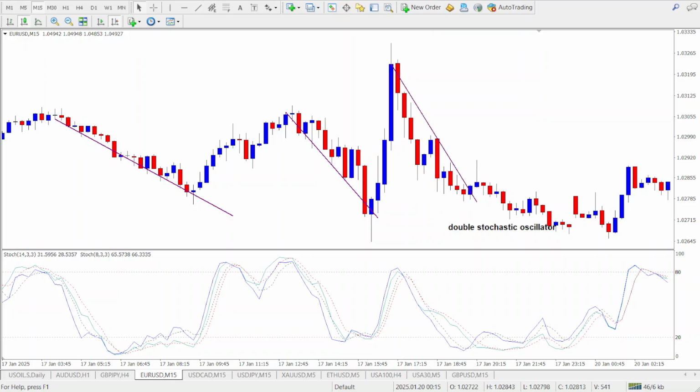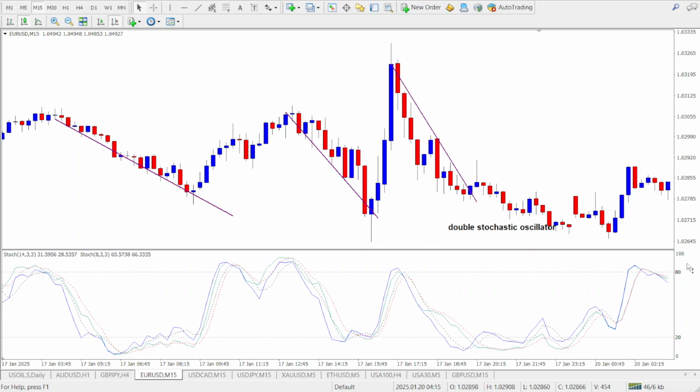All right, now interpreting signals from the double stochastic oscillator is quite straightforward. Okay, when both stochastic lines are above 80, the market is likely overbought. Conversely, when both lines are below 20, it's likely oversold. Now, these are the areas where you should start watching for potential reversals.